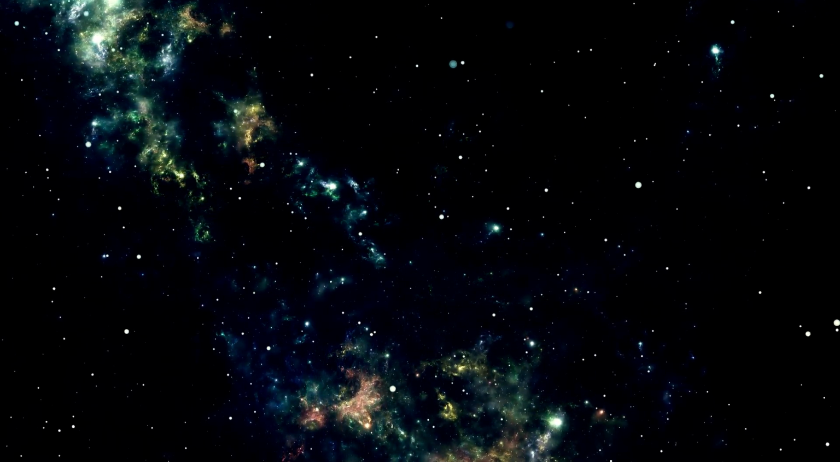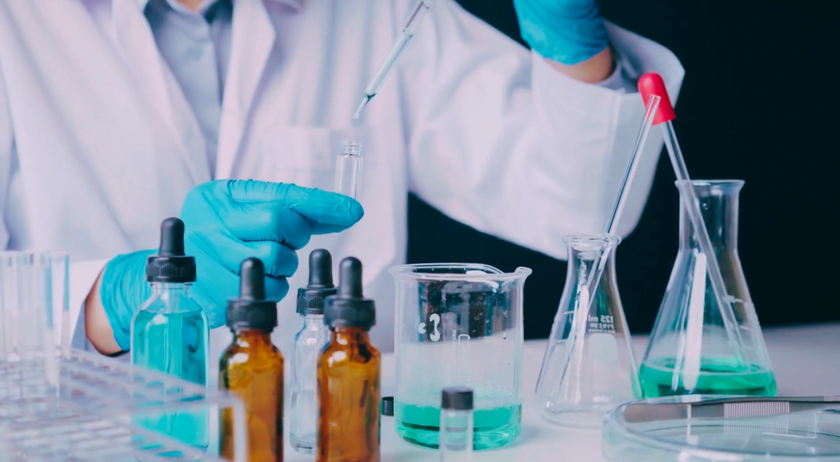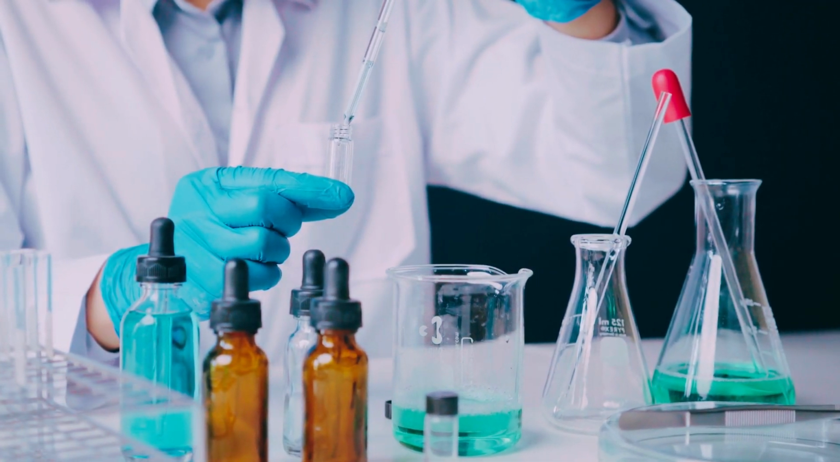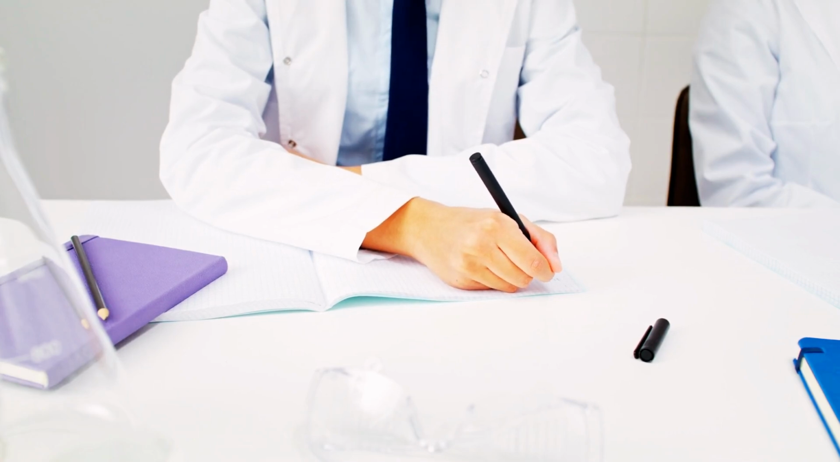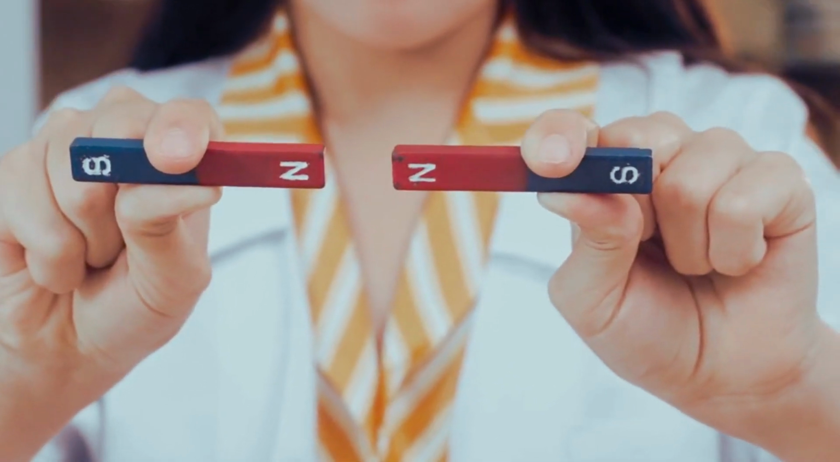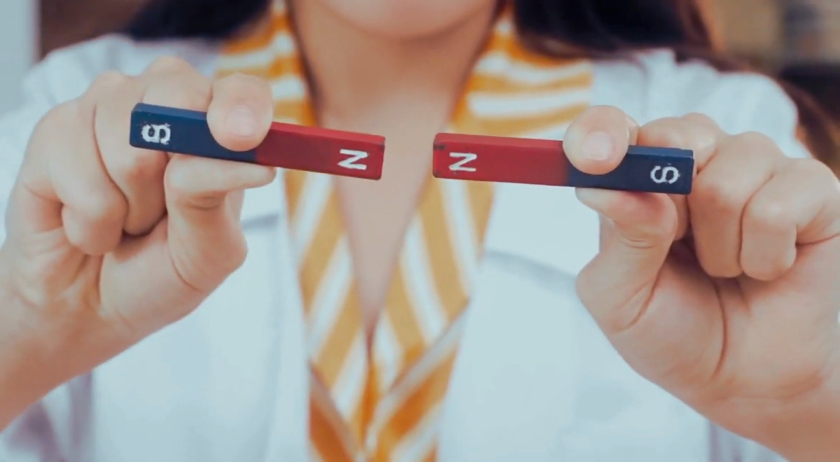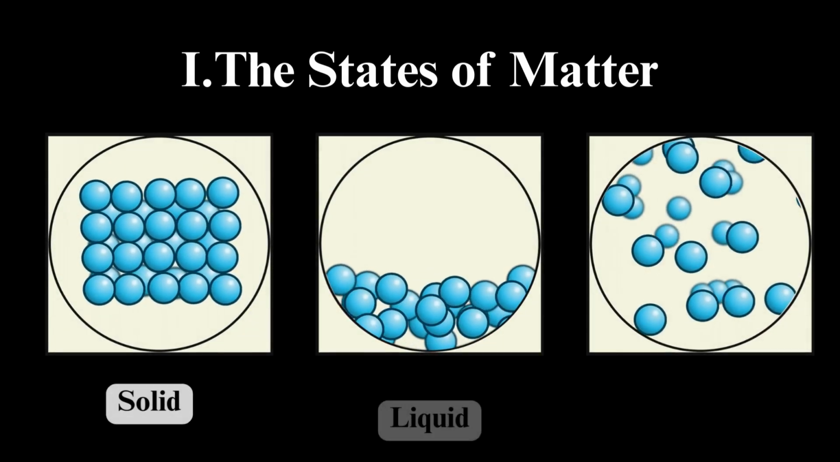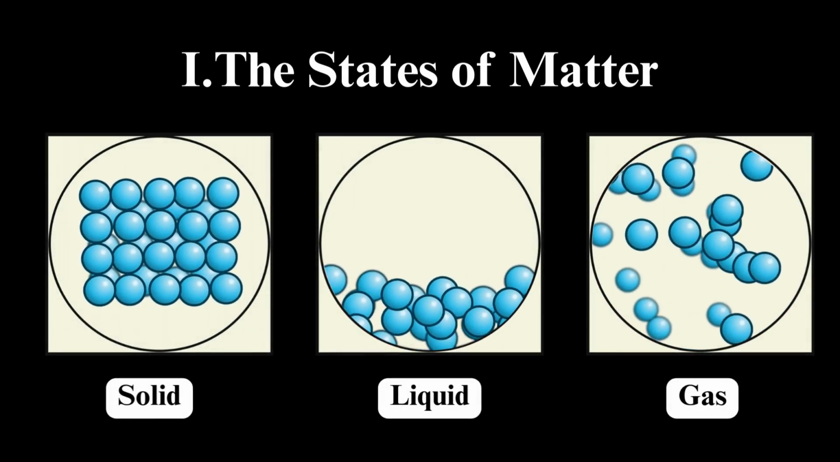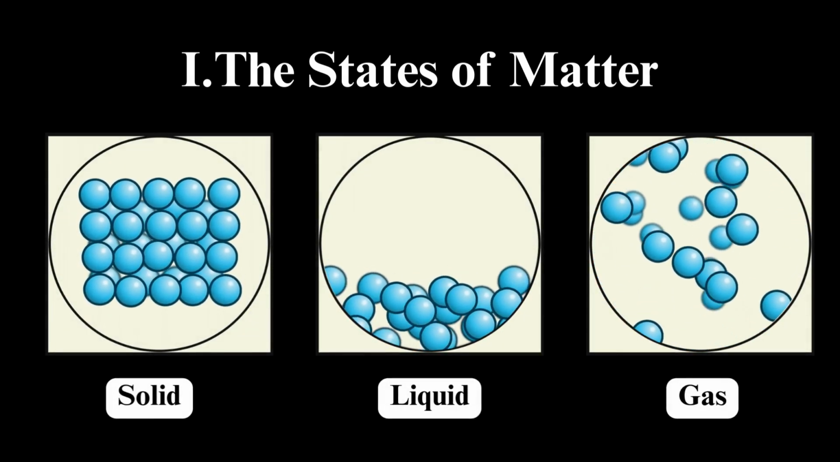But here's the challenge. If everything around us is matter, how do scientists make sense of the many different forms it can take? To understand chemistry and the physical sciences, scientists examine matter by its states, which describe its physical form, and its composition, which reveals what it is made of. Let us begin by exploring the states of matter, which describe the physical forms in which substances exist.